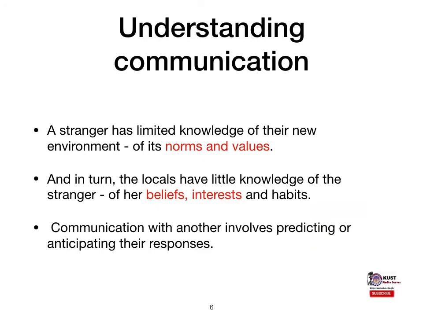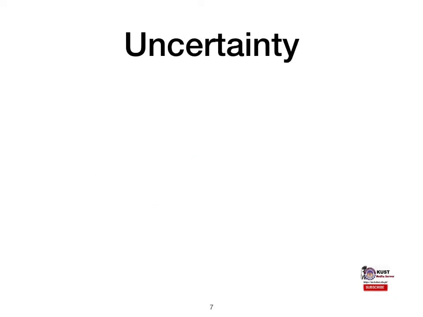And this means that communication with another involves predicting and anticipating the responses. So that's a very important point, that you predict and anticipate the response, and that helps understand each other to a certain extent. But the key element here that we are going to talk about is uncertainty. Communication with a stranger involves a relatively greater degree of uncertainty due to the difficulty in predicting a stranger's responses. We may not know how people would respond.